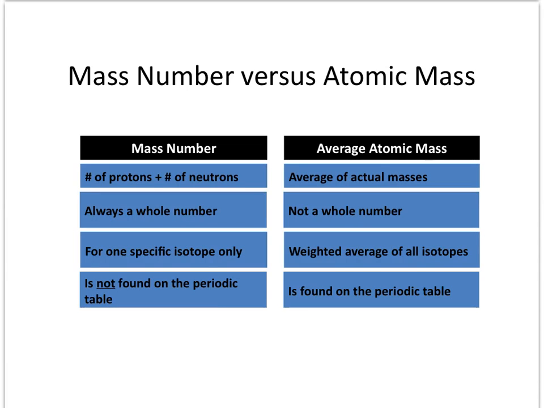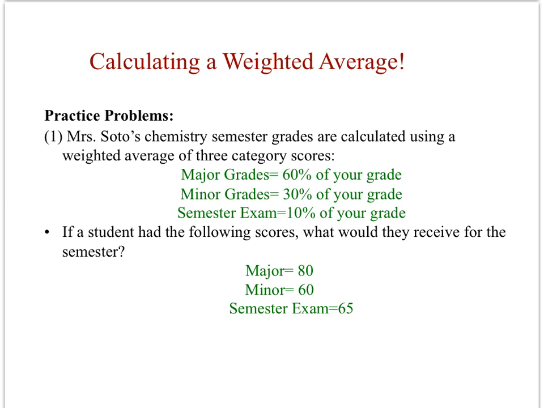That is different than the average atomic mass, which is the average of all the actual masses of the isotopes that exist. It is not a whole number. It will be a decimal number. It will be found on the periodic table. And we're going to calculate it using a weighted average calculation. Let's do a quick practice problem.